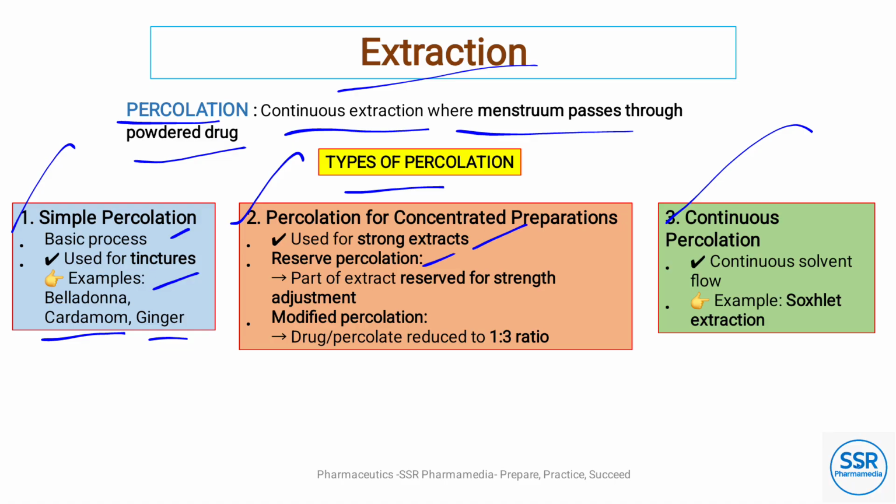Percolation for concentrated preparations is used for strong extracts. It is reserve percolation, where part of the extract is reserved for strength adjustment. Next is modified percolation, where the drug or percolate is reduced to a 1:3 ratio. In continuous percolation, continuous solvent flow is present. Example, Soxhlet extraction, also called hot percolation.